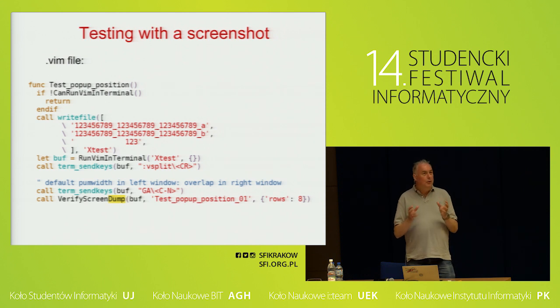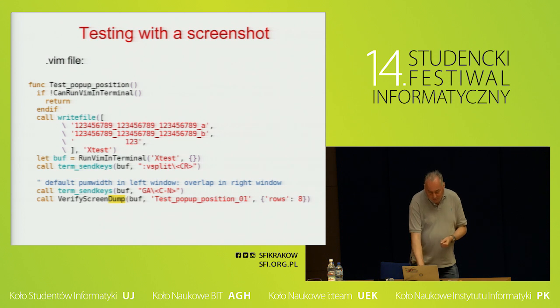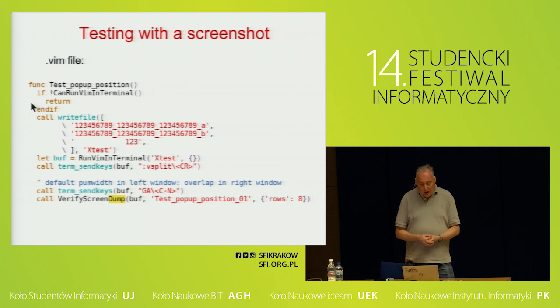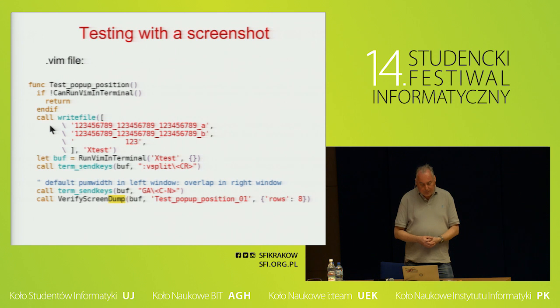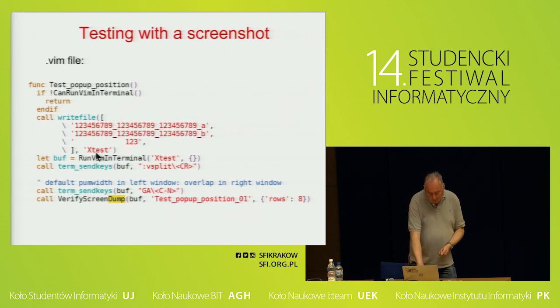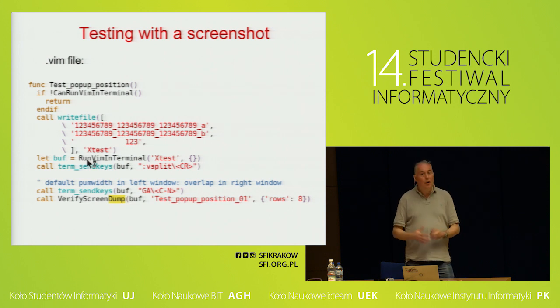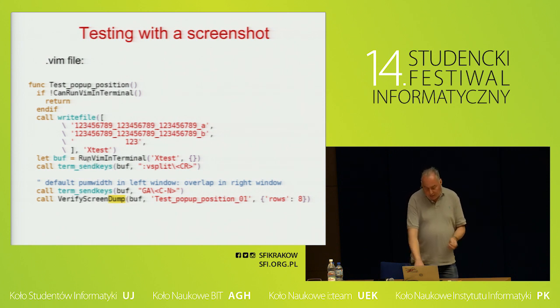So you basically want to take a screenshot, or better, a terminal shot, a dump of the terminal. So this test is a new style test, but it has a few special things. First of all, it checks if you can actually open a terminal, because the feature is not always there. And then it writes a file into XTest. And then it starts Vim in a terminal on that file. So it says, run Vim on that file. So this is what will be displayed in Vim.